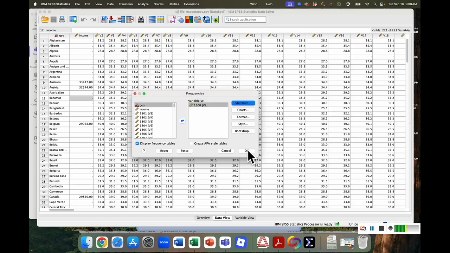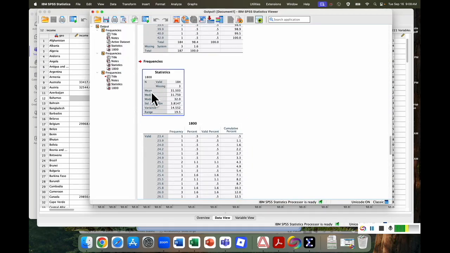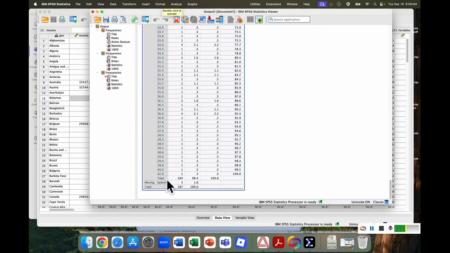Click Continue, OK, and you get a table of output here where we have the same mean, median, and mode as we did before because it's the same variable. Our standard deviation is 3.815 approximately, and the square of that is the variance. This range is the difference between the lowest and the highest, so our lowest is 23.4 and our highest is 42.9.